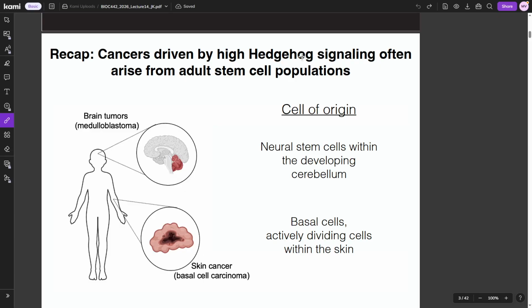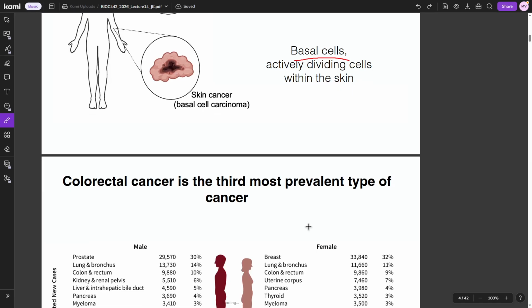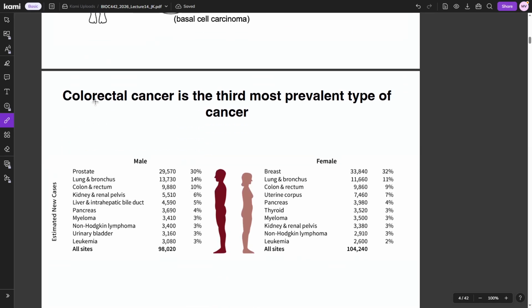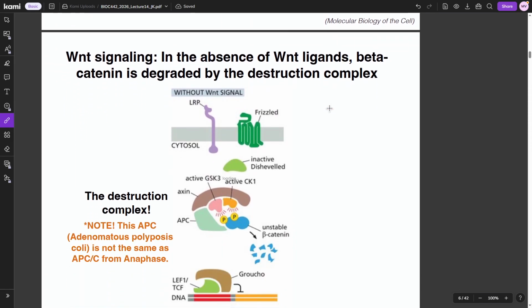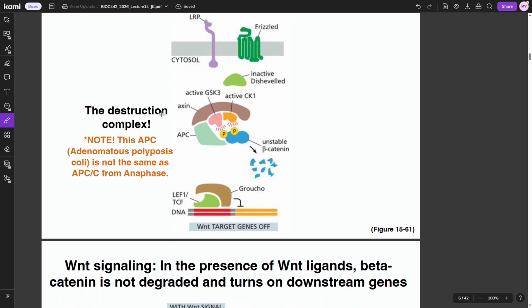Cancers being driven by or caused by a lot of different things. Stem cells, basal cells, cells that are actively dividing within the skin. Stuff like that. Colorectal cancer. Colorectal cancer, again, elevation of Wnt signaling leads to cancer. So there's a bunch of stuff here. Already talked about this, but this is what I wanted to bring your attention to.